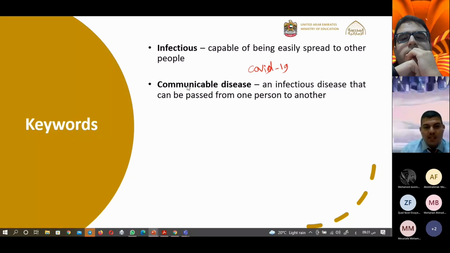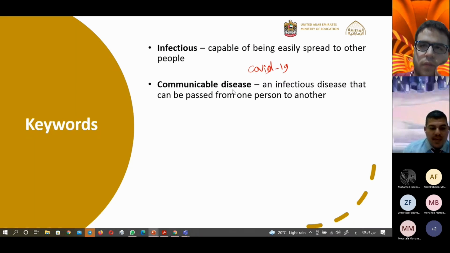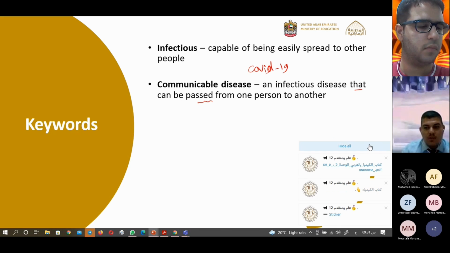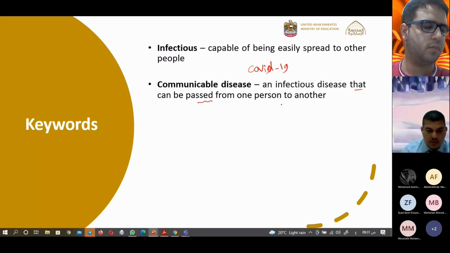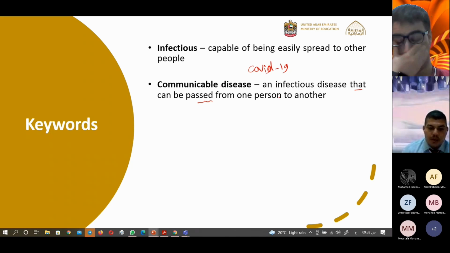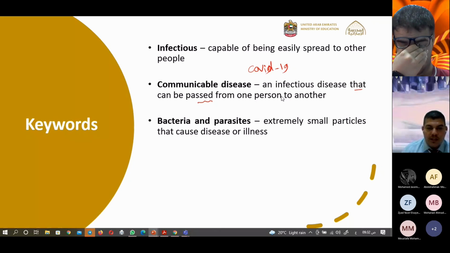The next keyword is communicable disease. Communicable is an infectious disease that can be passed from one person to another. So it's actually close to the previous keyword, which means a communicable disease can be spread or passed from one person to another, either directly or indirectly. Clear?